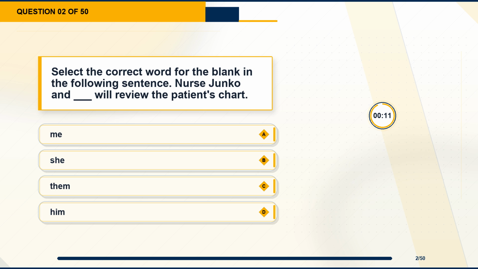Question 2. Select the correct word for the blank in the following sentence. Nurse Junko and blank will review the patient's chart. Option A, me. Option B, she. Option C, them. Option D, him.